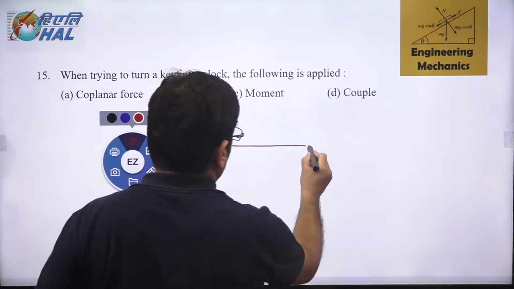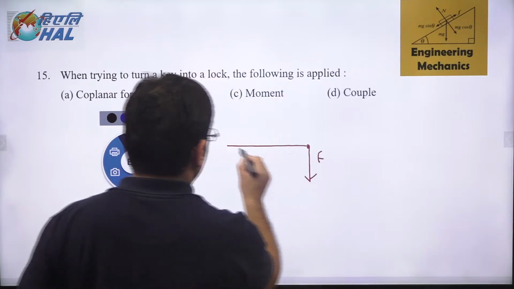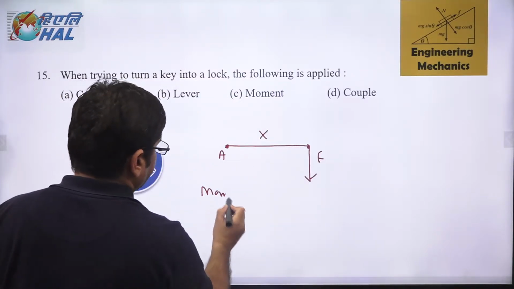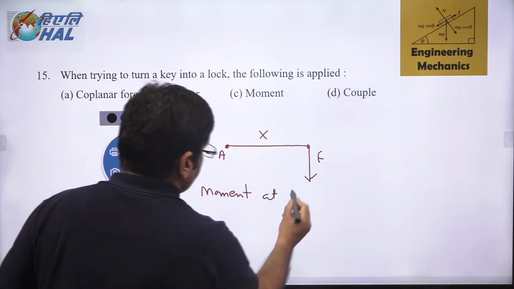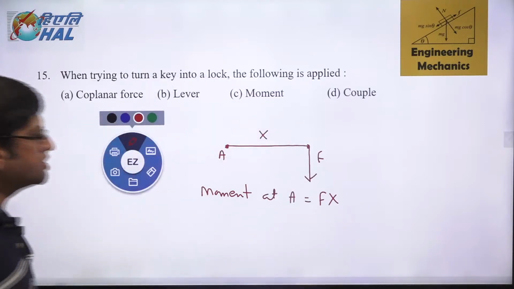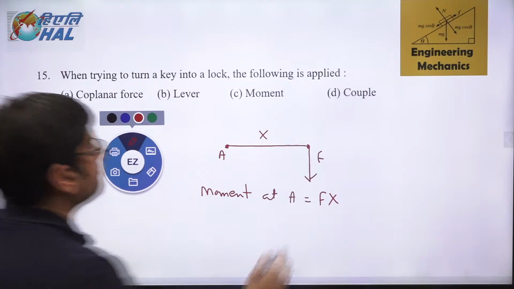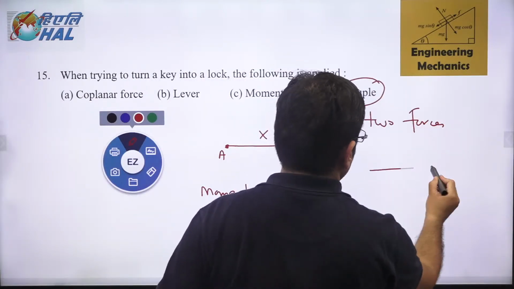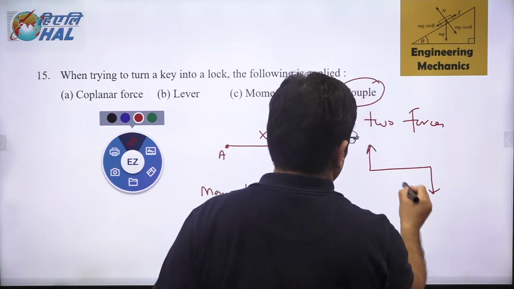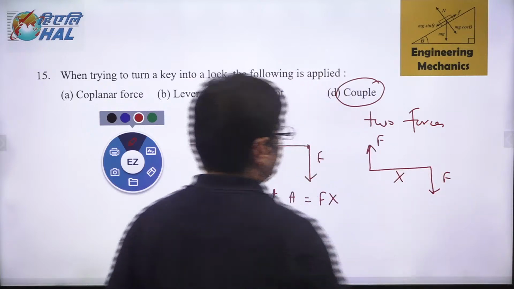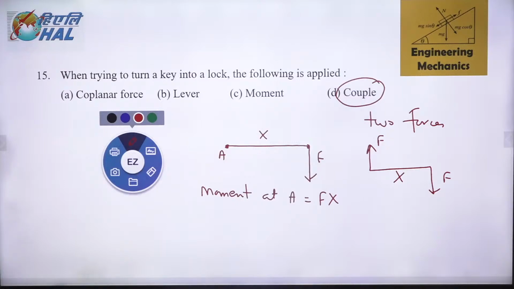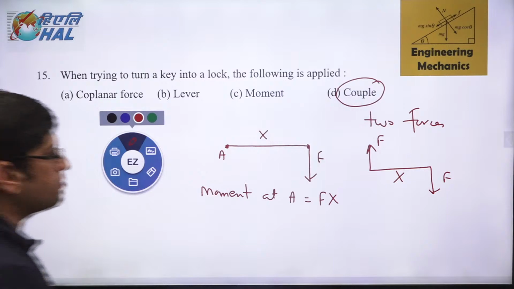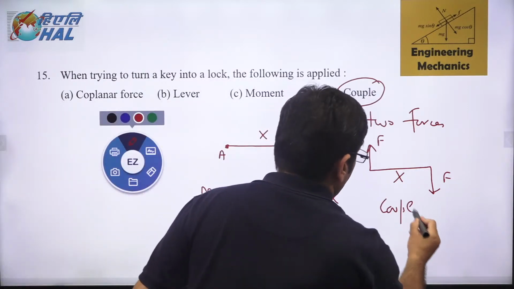Couple means if I apply a force F at a distance x from point A, the moment acting at A is equal to F into x. That is called moment. When we say couple, it means two forces which are equal and opposite, separated by some distance x. Tell me what is the couple produced here. The couple produced here is also F into x.